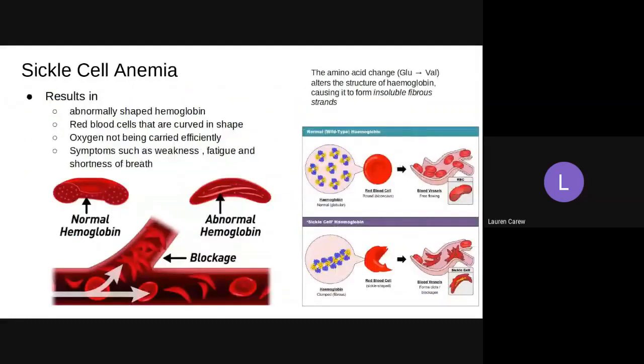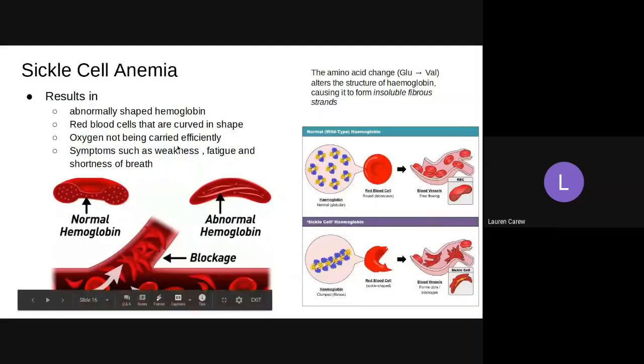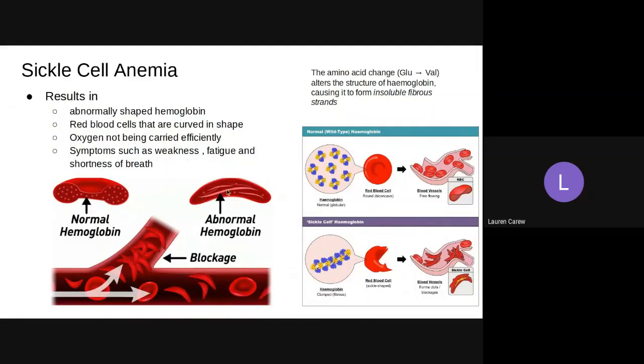So when sickle cell anemia is inherited, this abnormally shaped hemoglobin is more fibrous than it should be. So hemoglobin should be more globular, but it's more fibrous, which you can see here as well. So what happens is, because of the shape of the hemoglobin protein, well, first of all, it can't carry oxygen as efficiently, and the red blood cells also become this sickle or curved shape. That could also cause blockages in the capillaries. All right, but mostly people feel symptoms such as weakness, fatigue, shortness of breath, okay?